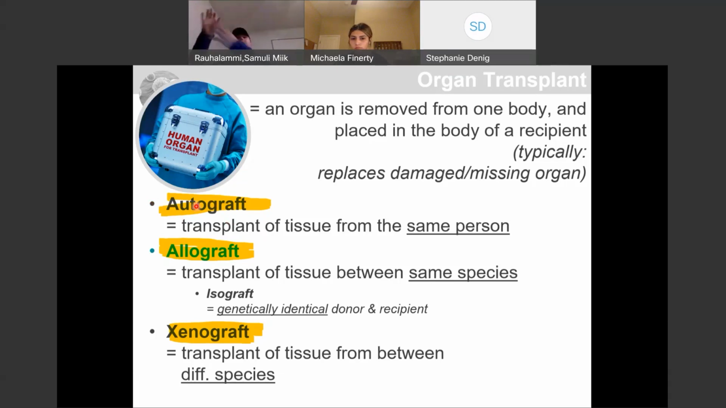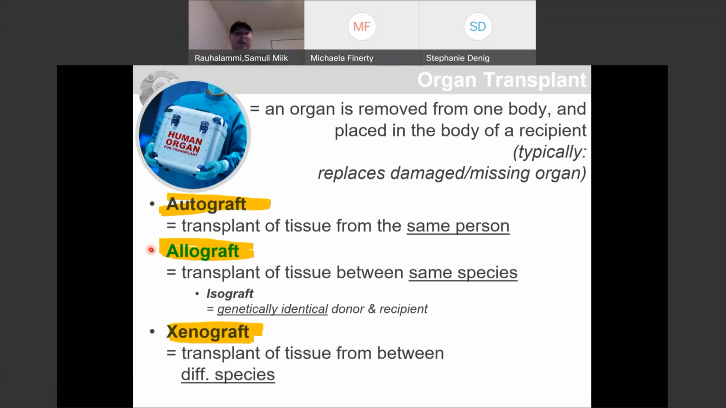So say if you burn your skin and we have to put a skin graft, we can often take it from the other side of your body. That's ideal because we don't have any matching issues. Your body is going to accept it. Unfortunately, most of the time that's not an option. With skin, that's a good option, but most of the time we only have one organ.